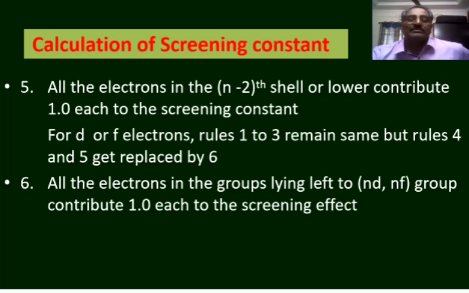These are the rules proposed by Slater in order to calculate the screening constant. Let us see some examples. Hydrogen. Atomic number of hydrogen is 1. Its electron distribution is 1s1. So 1 electron in the first shell. There are no inner electrons. So sigma value is 0 for hydrogen atom as there are no inner electrons.